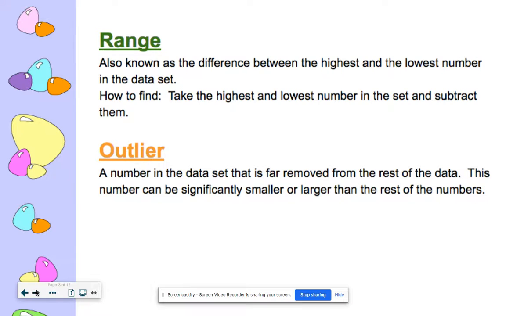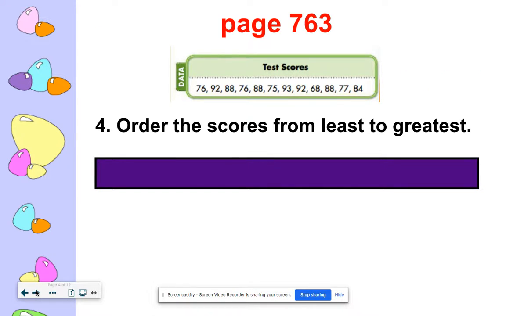All right. So as I said, we're going to start on page 763. We're in the upper right-hand corner, and we're just going to jump right in. We have a set of data that has some test scores, and the first thing that we are asked to do is put the numbers in order from least to greatest. So order your scores from least to greatest.